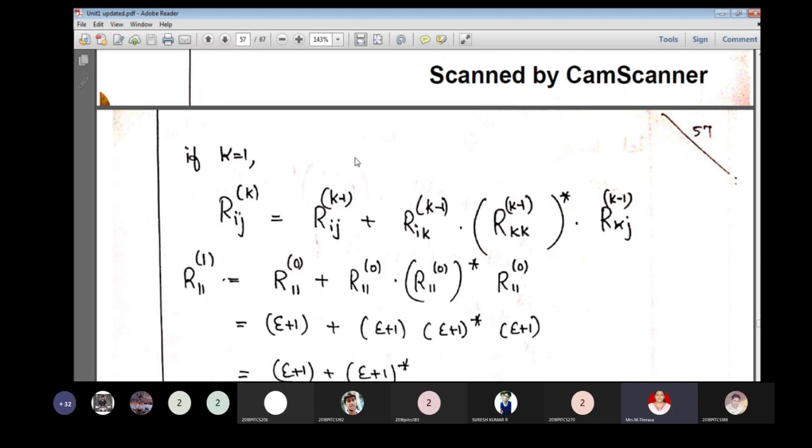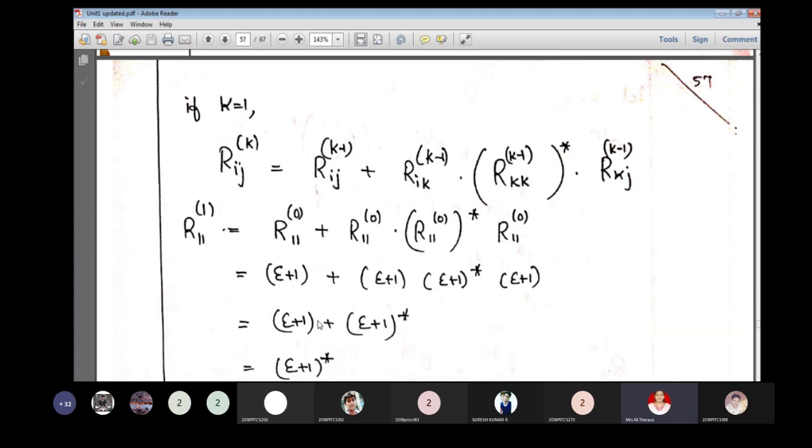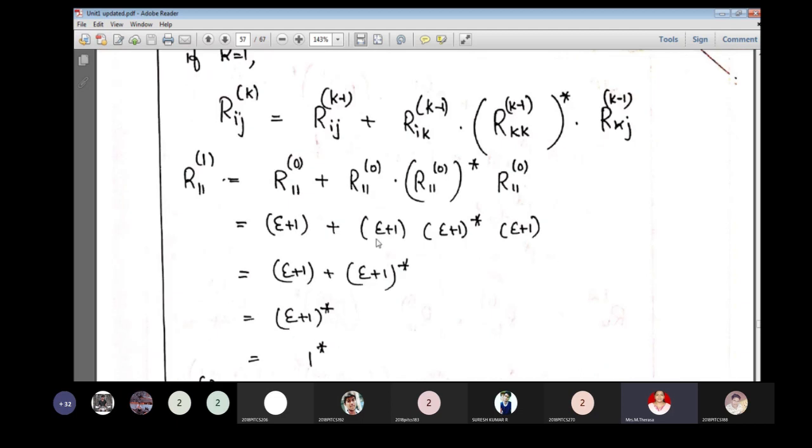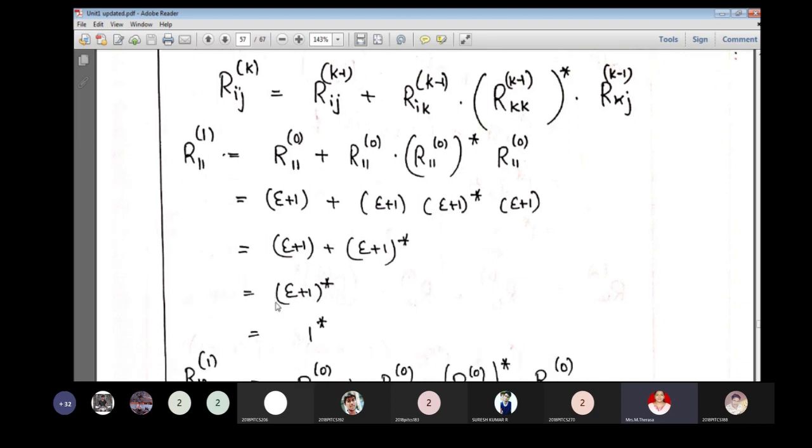So first we'll find out R11 power 1. By applying this formula, R11 power 1 can be written as R11 power 0 plus R11 power 0 dot R11 power 0 the whole star R11 power 0. We already have the answer for R11 power 0 as epsilon plus 1. So substitute that: epsilon plus 1 dot epsilon plus 1 the whole star epsilon plus 1. This entire thing can be simplified as epsilon plus 1 the whole star, so it is 1 star.